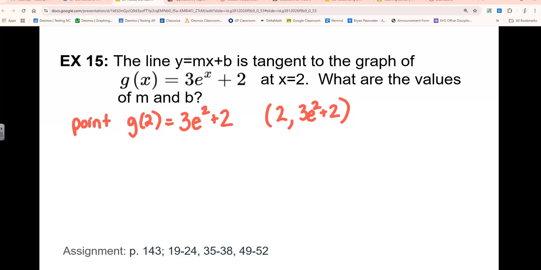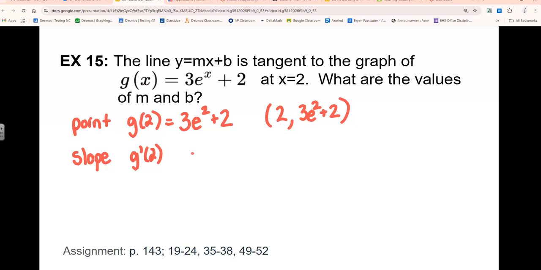If this was calculator active, I could type it into the calculator and get a decimal for that. But I can't because it's not calculator active. But I can still do it. It's just my answer is going to be ugly, and I don't like it. But they do this to us, so we've got to do it anyway. So if we want to know our slope, what do we do for slope? G prime of 2.